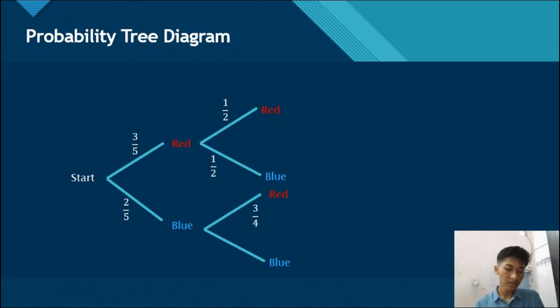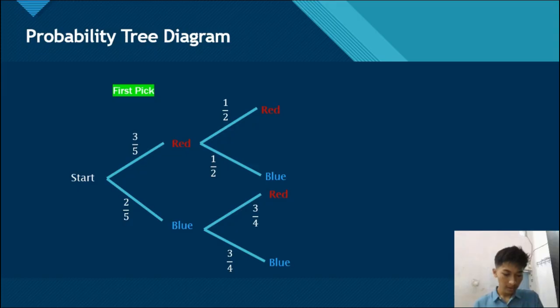Now let's look at the scenario where the first sweet drawn was blue. The bottom branch here is the scenario where the first sweet drawn was blue. The jar still contains sweets of 2 different colors, so we still have 2 possible outcomes in the second pick, represented by the branches red and blue. Now, if the first sweet drawn was blue, then there will still be 3 red sweets in the jar from a total of 4. So the probability of drawing a red sweet on the second pick, given the first pick was a blue sweet, is 3 quarters.